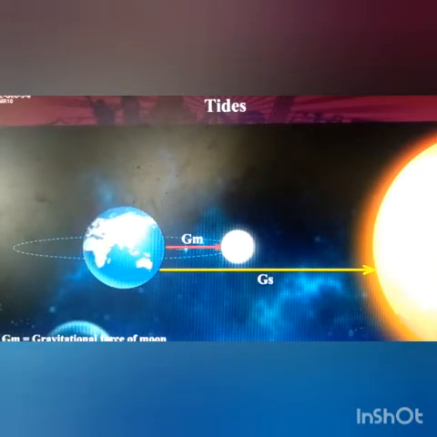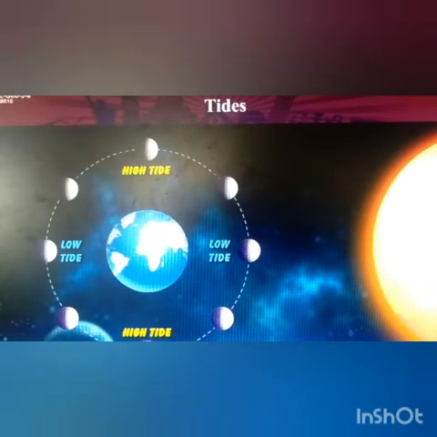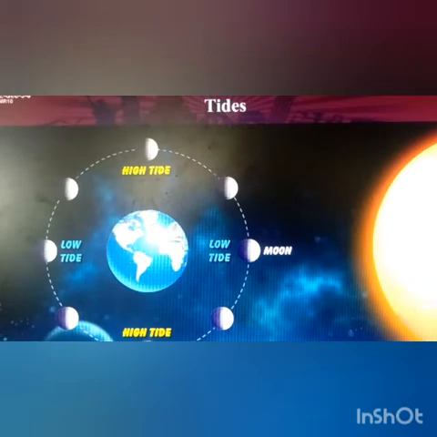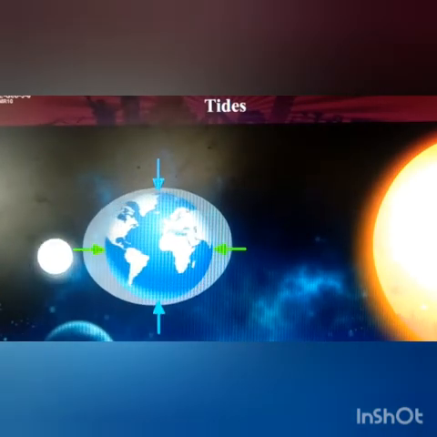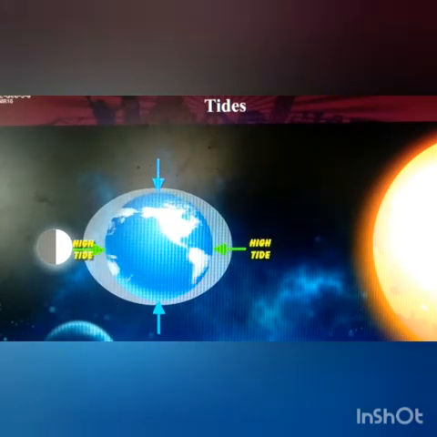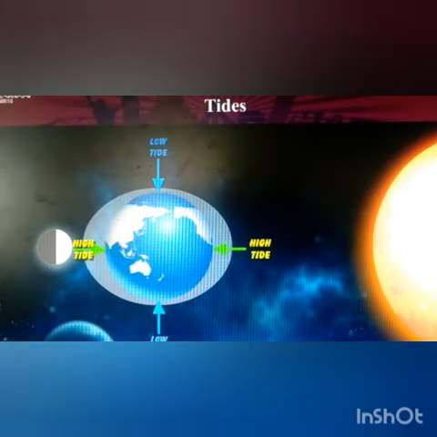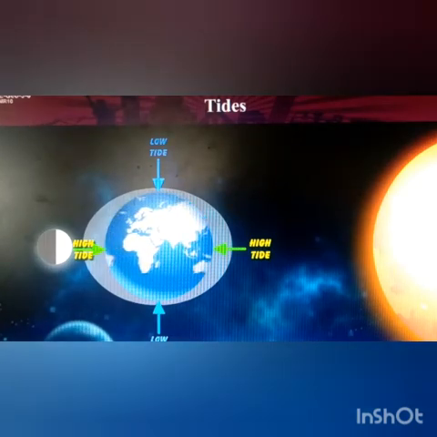Now let us see which places experience a high tide and a low tide. For example, if a place on the earth has a high tide, the place opposite to it will also experience a high tide. Similarly, if a place on the earth has a low tide, the place opposite to it will also experience a low tide. Now this is a result of the centrifugal force.